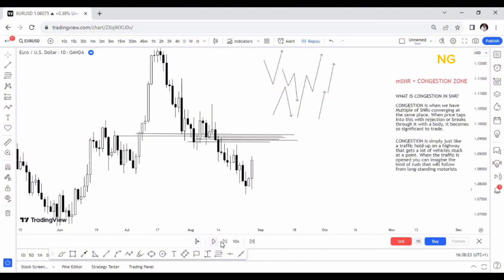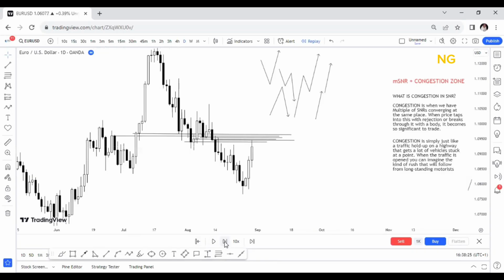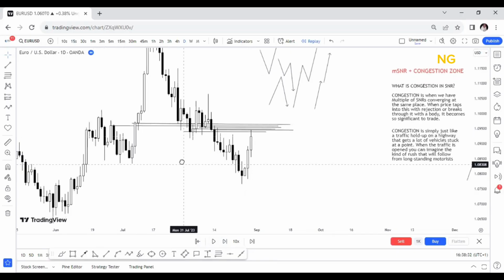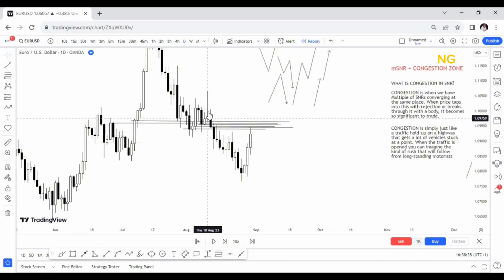So now, if price comes and taps into it, it gets rejected with a wick. So this place now calls for attention. So this is a zone. Can you see this is a particular zone? This is a zone.